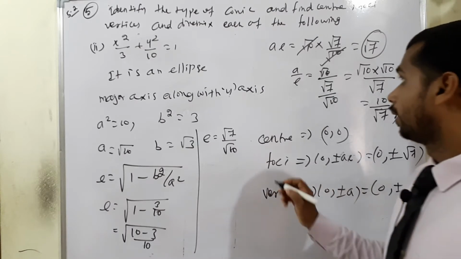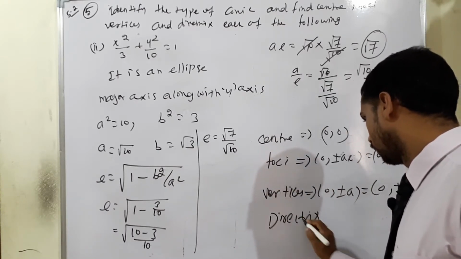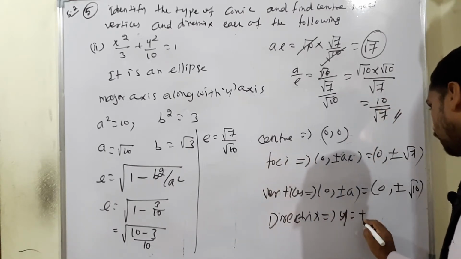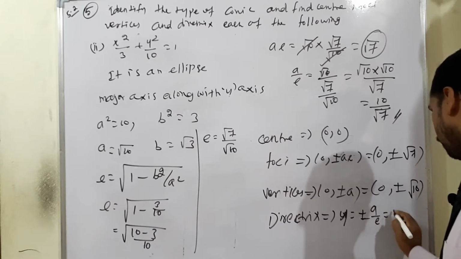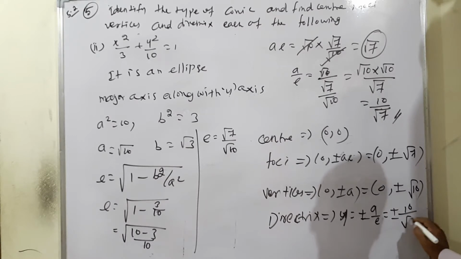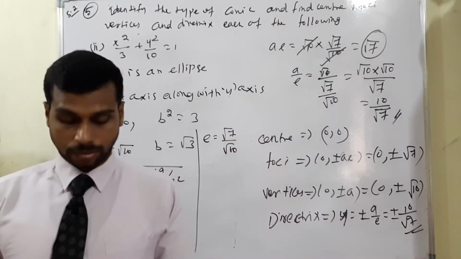Then the last one, directrices. Directrices means y is equal to plus or minus a by e. We already found a by e is 10 by root 7. That's all, okay, this is the answer. I will continue with subdivision third.